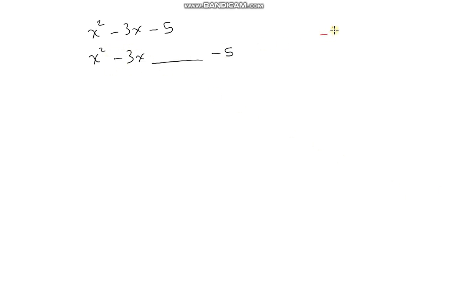So we need to half the coefficient in front of x. So half of negative 3 is just negative 3 over 2. And then when we square it, negative 3 squared is 9, 2 squared is 4. So in order to complete the square, I need to add on 9 over 4. So if I add on 9 over 4, I can't just stop there. Obviously, I need to subtract 9 over 4 as well.